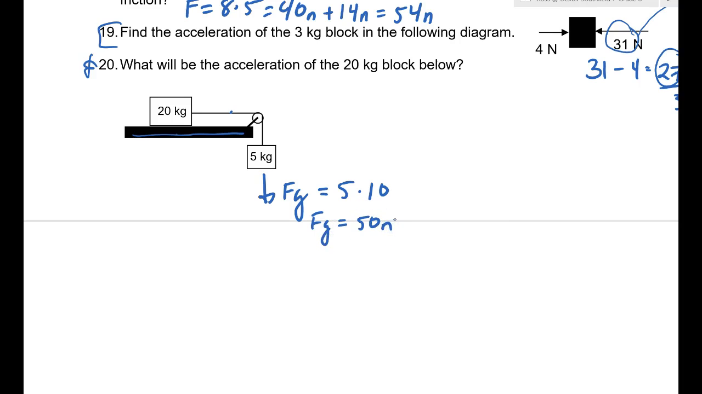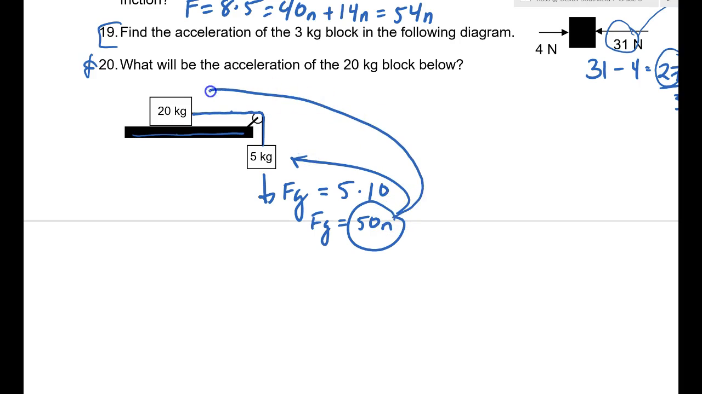If there's 50 newtons tugging on that block, and this block is attached by a string through this pulley to this block, we know that there's 50 newtons pulling on this one, and therefore there's 50 newtons pulling on this one. We can then figure out how fast that 20 kilogram object will accelerate by taking 50 newtons equals 20 times a. Divide by 20, and we are left with 2.5.